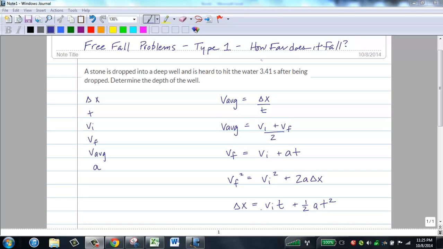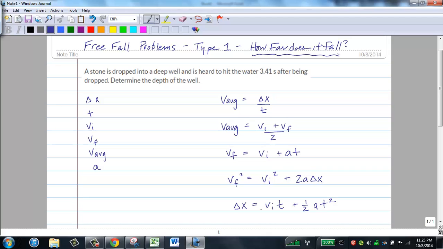Hello students. Although there are a wide variety of freefall problems, that is, problems where objects are being acted on by the force of gravity, when you're solving freefall problems, they will typically fall into one of three different categories. And this is a sample of the first of those three categories. How far does an object fall in a certain period of time?